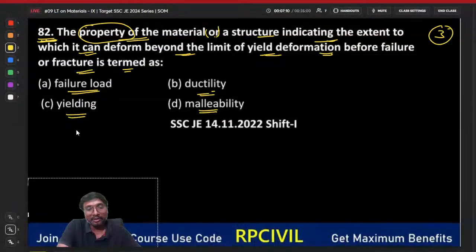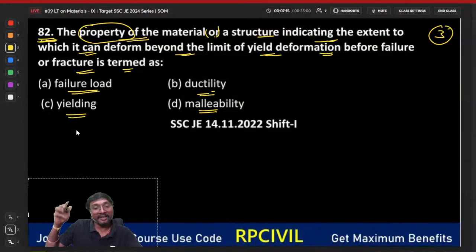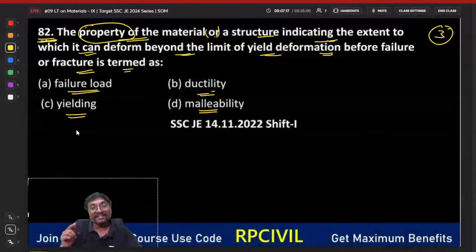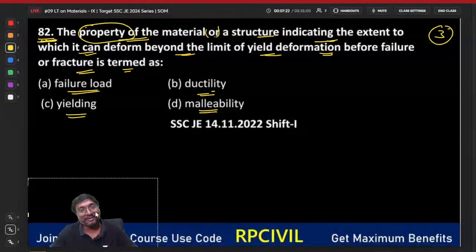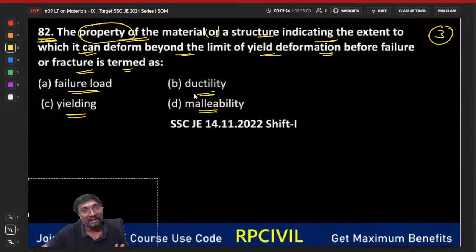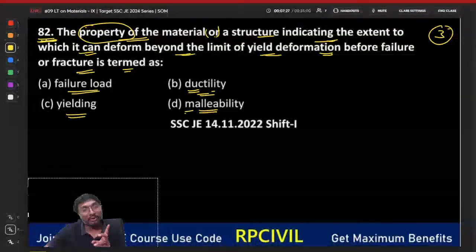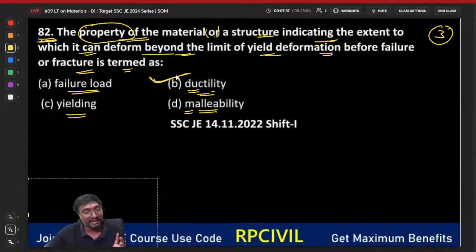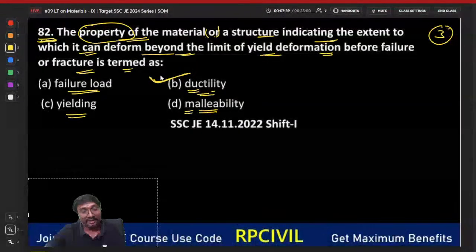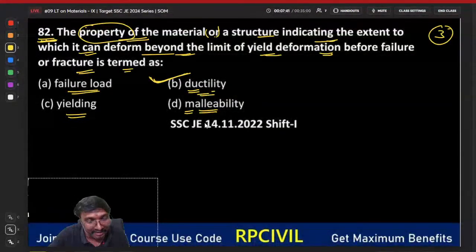Yeah, Captain Jack Sparrow, after a long time you came, right? So yielding is a phenomenon, it is also not a property. So now either it should be ductility or it should be malleability, right? So elongation which deforms beyond the elastic limit, which one do we have to select? The only property is ductility, we have to select it. Ductility is the property. Those who are selecting yielding, all are cute fellows.